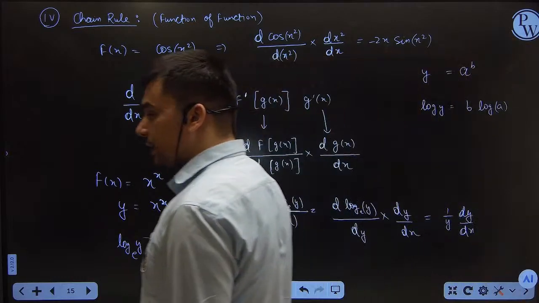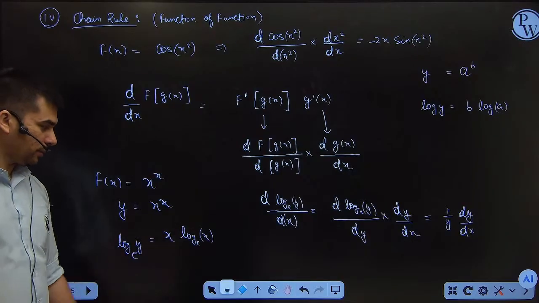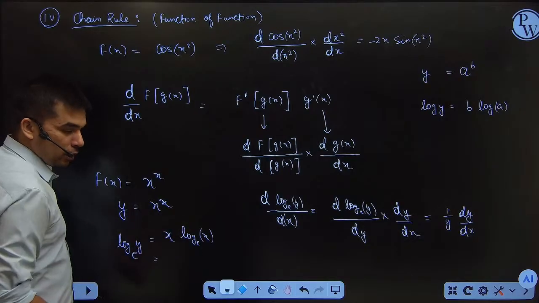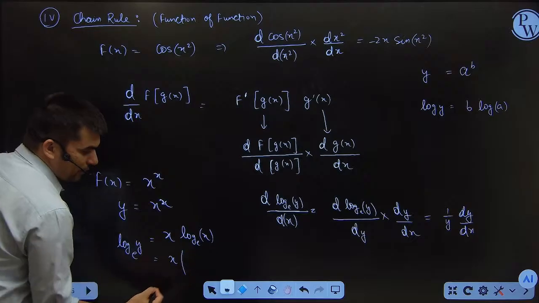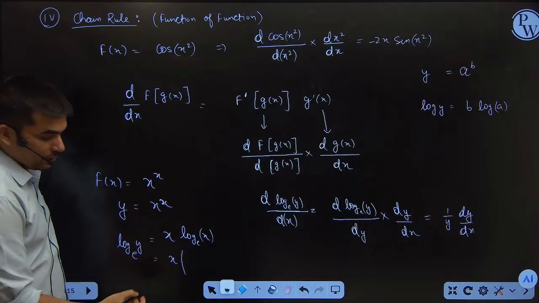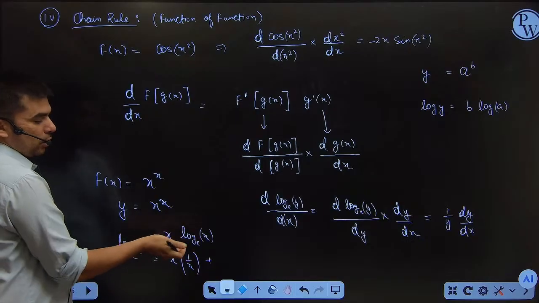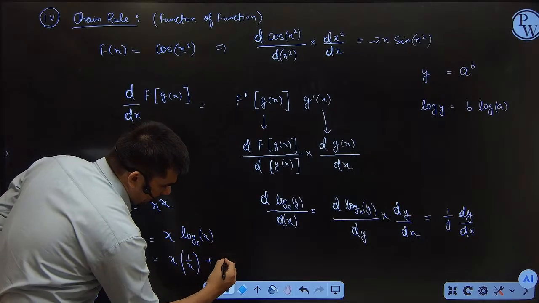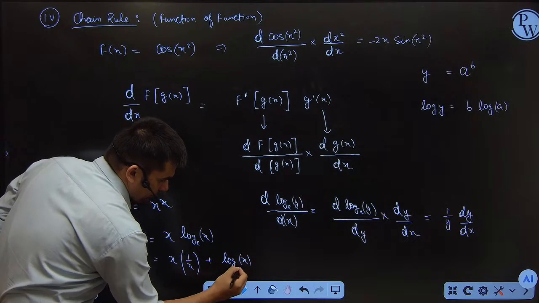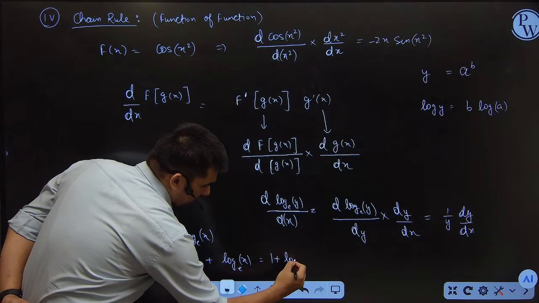Now what about right hand side? Product rule you can make use of and find out the derivative of this. uv, u into v. What's the value of this? You can leave out x, differentiate log x. Log x derivative is how much? 1 by x. Then leave out this log x and differentiate x. You will be getting this as log of x. So the final result for this is 1 plus log of x.